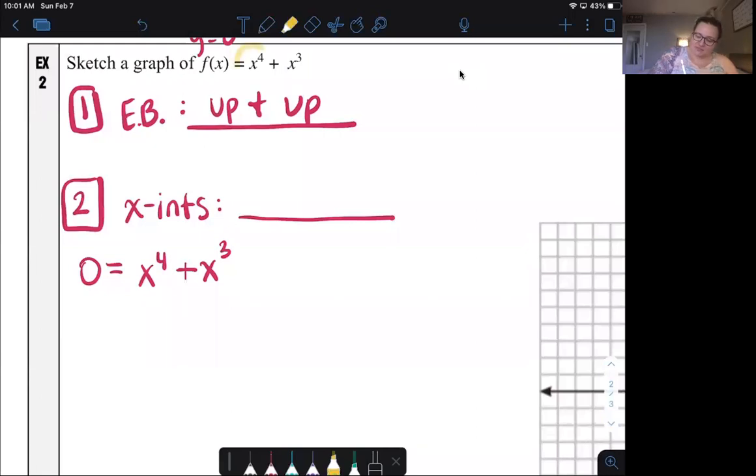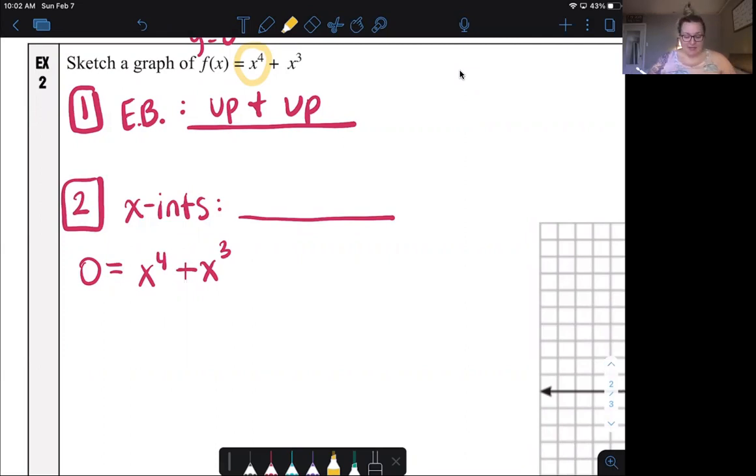So our leading term is positive. We have an even degree, so our end behavior is up and up. And remember, if you don't remember or have memorized the end behavior chart, look at our notes from lesson 7, and you'll be able to remind yourself the end behaviors based on positive, negative leading term, and then an even and odd degree. Step 2, now you need to find the x-intercepts.